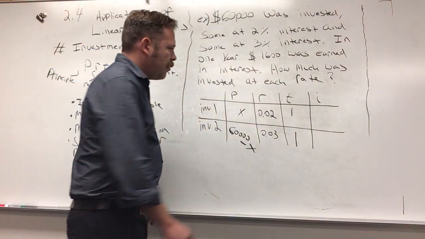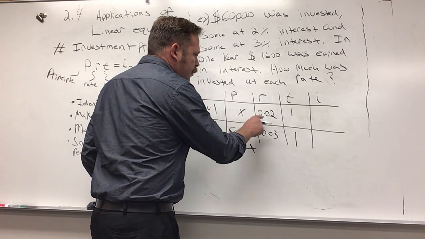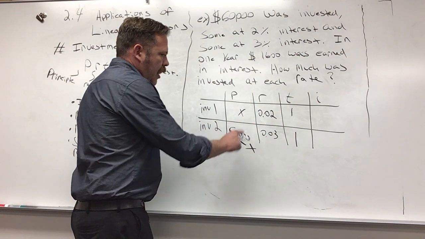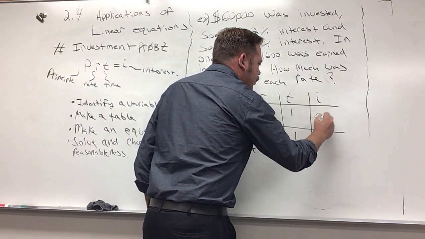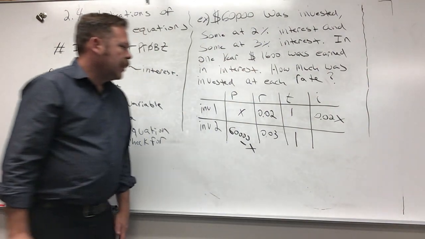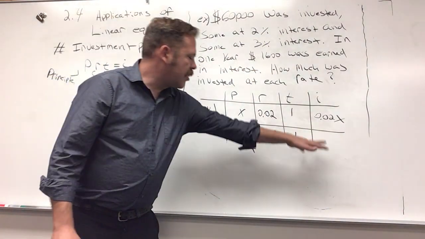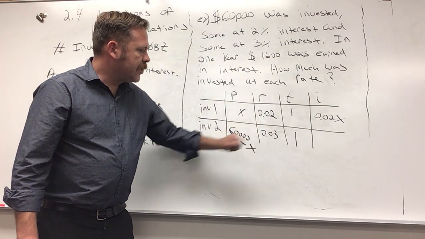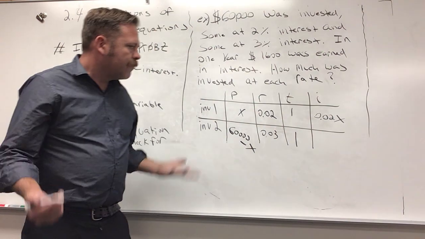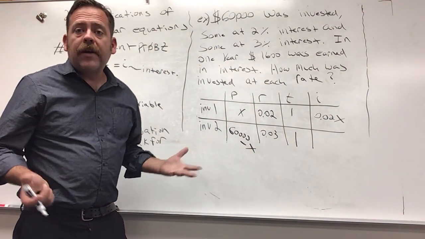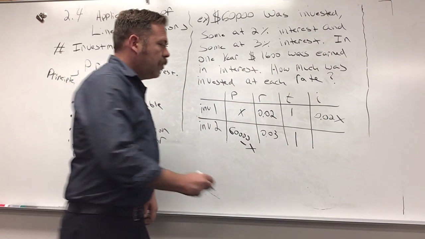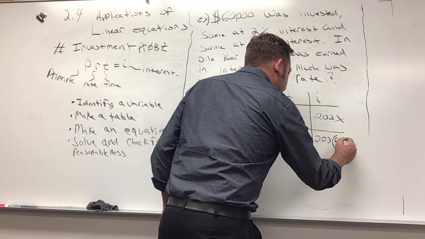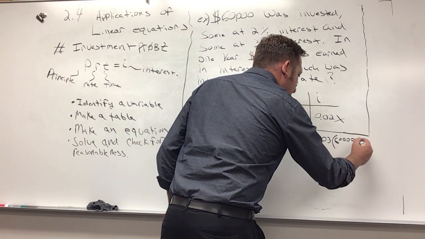Now, how do we get this column all the time, every time? Multiply. So I have X times 0.02 times 1. Well, the 1's not going to play a factor really. I think the best way to write that would be 0.02x. And again, to get this column, I have 60,000 minus X times 0.03 times 1. I think the best way to write that, because it doesn't matter the order in which we multiply them, would be 0.03 times 60,000 minus X.